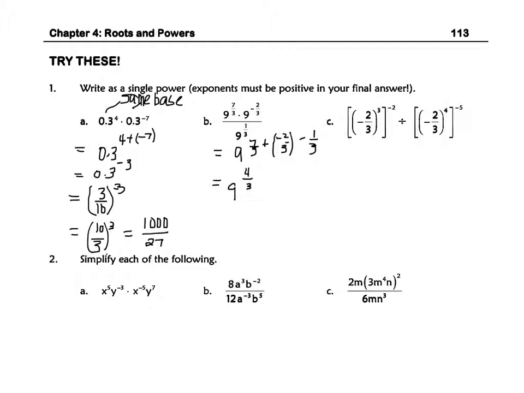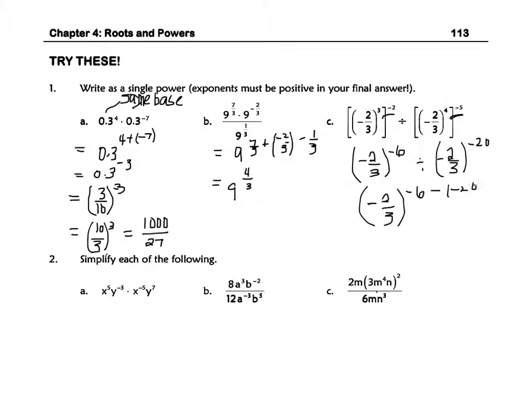All right. So the next one asks you to simplify that as a single power term as well. So again, I'm looking at this power of power. I'm going to simplify that first. So that would be negative 2 over 3 to the negative 6. And then I'm going to divide that by negative 2 over 3 to the negative 20. And then I'm dividing two power terms with the same base, so I can subtract the exponents. In this case, I would use subtracting the exponents, negative 6 minus a negative 20. Just be careful though, because you're subtracting a negative, so that becomes the same as negative 6 plus 20.